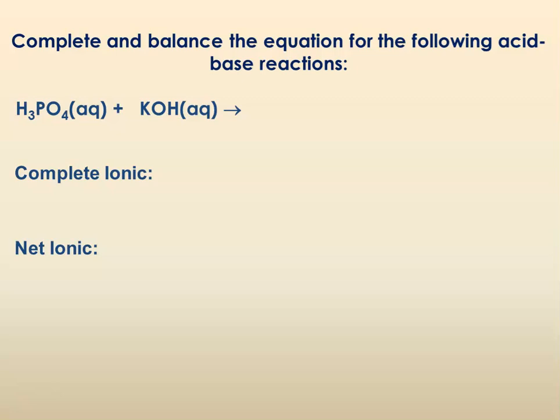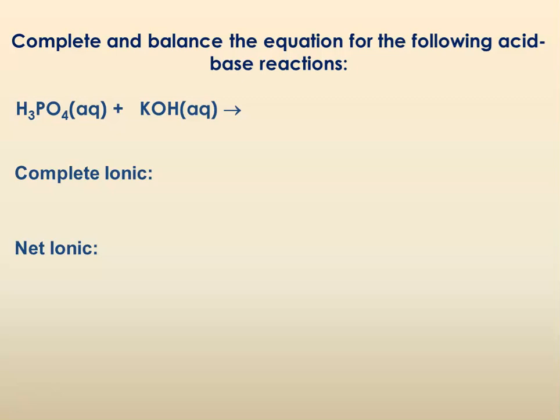So we're going to do some examples with this. We're going to start with H3PO4 and KOH, and we're going to determine what those products are, and then whether they can dissociate or not in the complete ionic, and then work our way to the net ionic. So if we are treating this like a double replacement reaction, potassium is going to go hang out with phosphate, and the hydrogens are going to hang out with hydroxide.